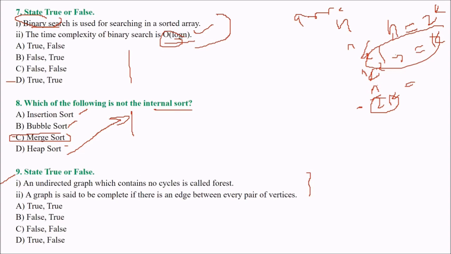The answer here is, at first go, A seems to be correct. Let us see. An undirected graph which contains no cycle is called a forest. We have already seen this. That is true. And a graph is said to be complete if there is an edge between every pair of vertices. This is also true. So A is correct.